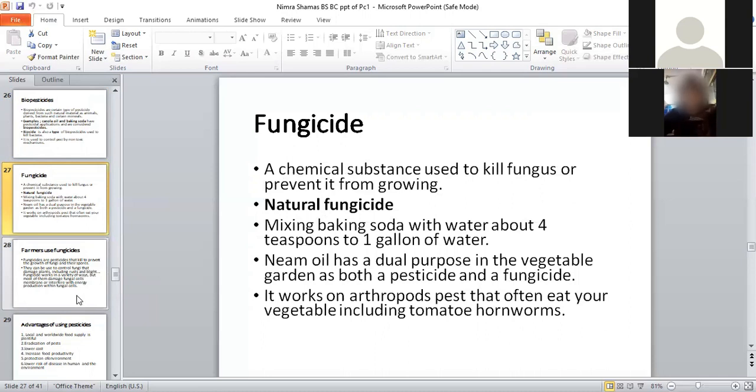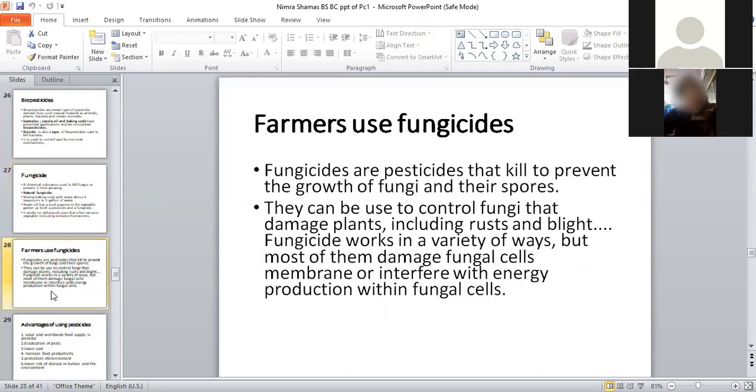Okay. Neem oil, second property, is used in the vegetable garden as both a pesticide and a fungicide. It works on arthropod pests that often eat your vegetables, including tomatoes. This causes the destruction of the pests and of the fungus. So these are used to kill fungi. And next slide.